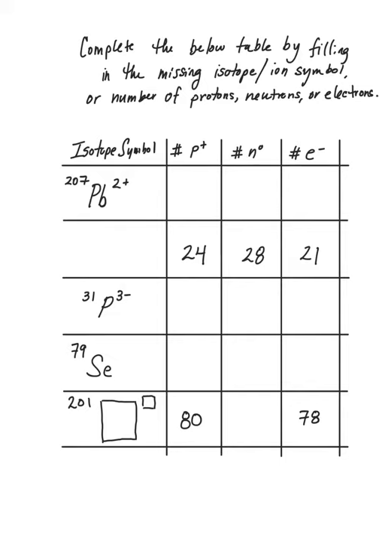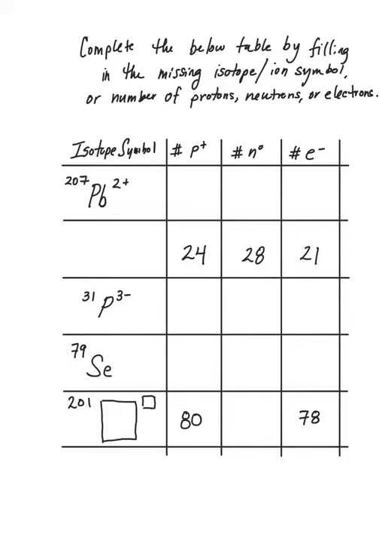Here we're going to fill in a table that contains information about either isotope symbols, numbers of protons, numbers of neutrons, or numbers of electrons, filling in any missing gaps. In order to fill out the rest of this table, we're going to need to know the relationship between protons, neutrons, and electrons that make up a particular type of substance.